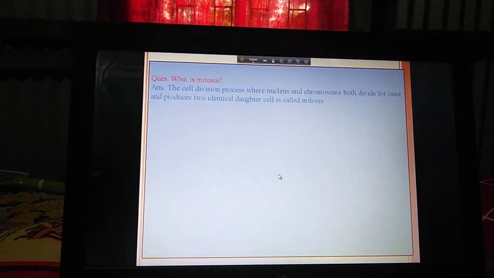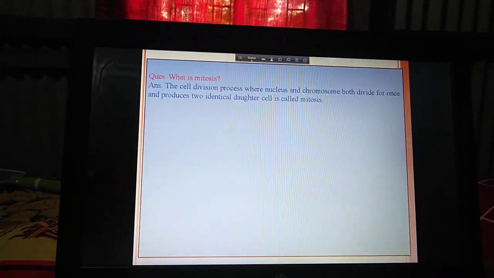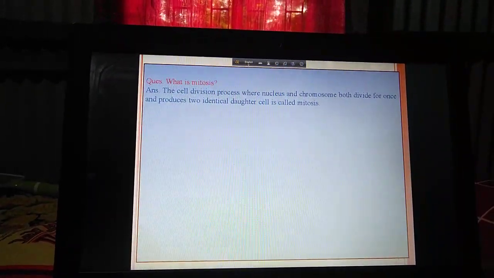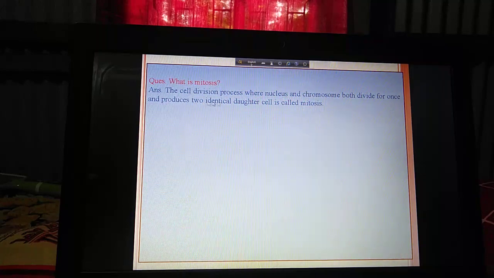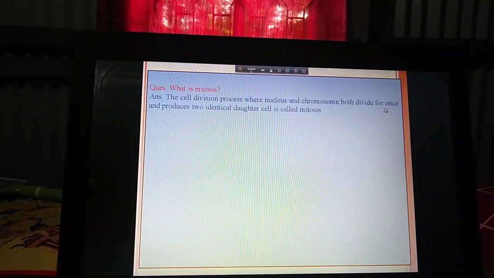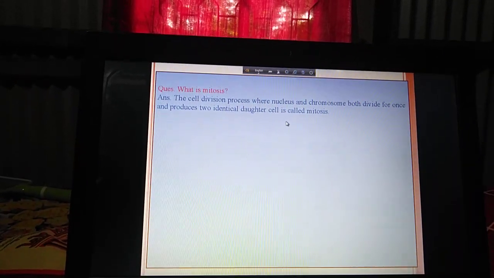Now, in your question paper, you can get different types of questions. The first question will be, what is mitosis? I think you can write down the answer to this question. The cell division process where nucleus and chromosome both divide once and produce two identical daughter cells is called mitosis.